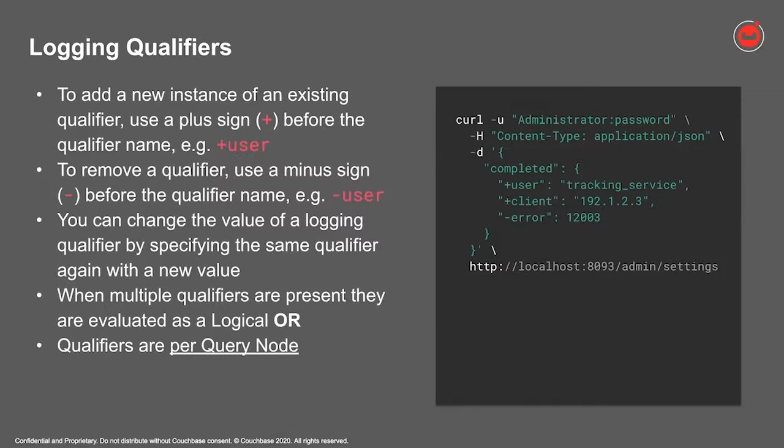Logging qualifiers also are per query node. They are not global. So if you wanted to log this for each and every query that came in, you would need to execute this statement against each query or Nickel Service REST Admin API in your cluster.